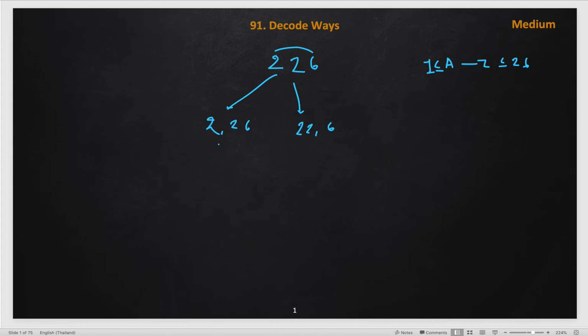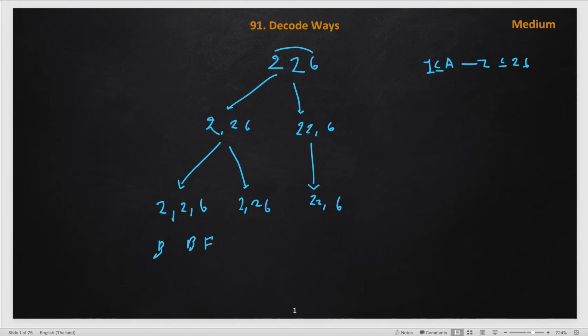Now, further we can divide this as 2 and 2 and 6, and 26 itself. Another way is 2 and 26 itself, and here we cannot divide anything further. The last approach is 22 and 6. Hence we can decode 226 in 3 different ways: the first maps to B, B, F, the second maps to B and Z, since 26 corresponds to Z, and the third maps to V and F, since 22 corresponds to V. So these are the 3 different ways we can decode 226.